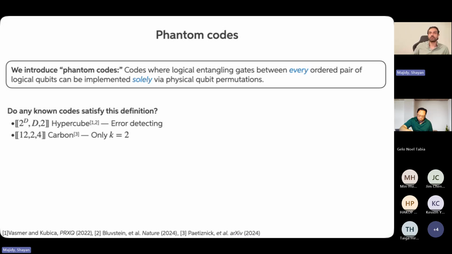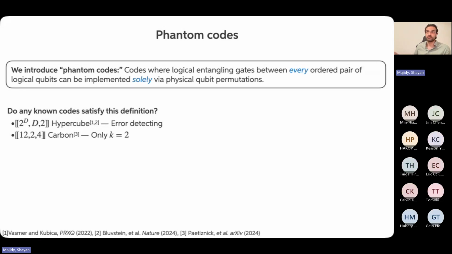The experiment was with trapped ions doing repeated rounds of quantum error correction. Here, the phantom property was very useful in reducing the overhead of the number of CNOTs you had to do, at least the number of them you had to do physically. But the limitation here is that it's only k equals 2. There's just two logical qubits, so there's only so many interesting CNOT circuits you can do with two qubits.